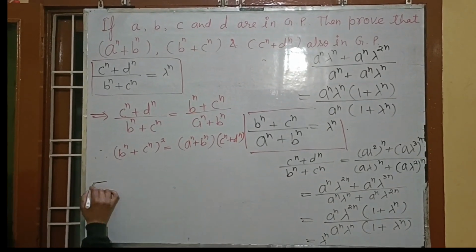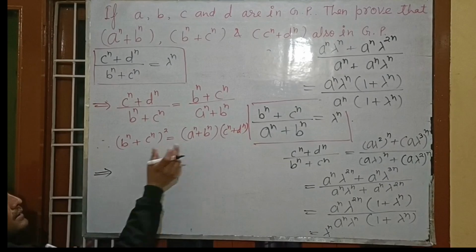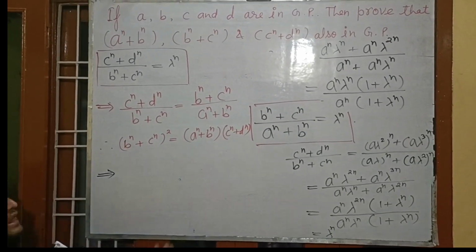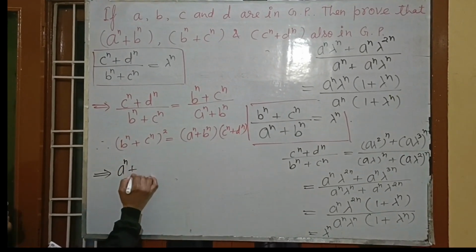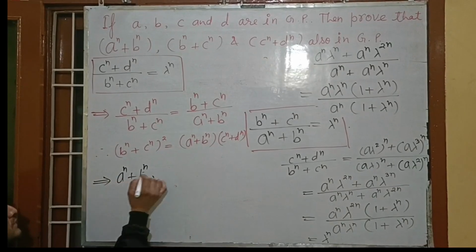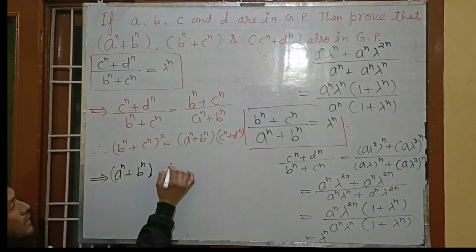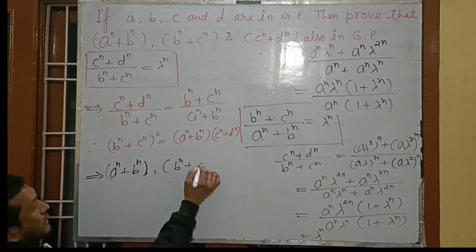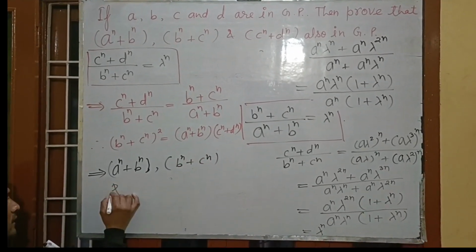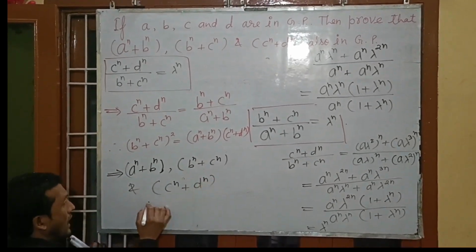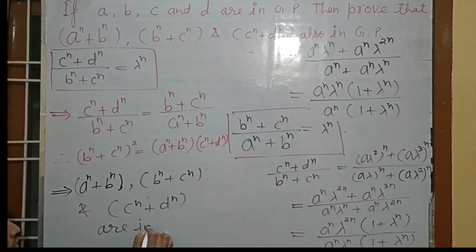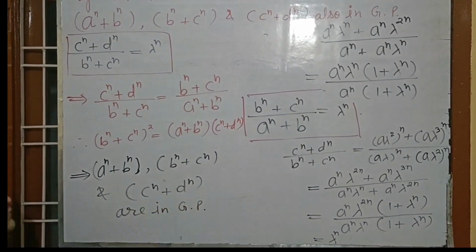This implies that the first, second and third, these three terms, A to the power n plus B to the power n, B to the power n plus C to the power n and C to the power n plus D to the power n, are in GP. That's it.